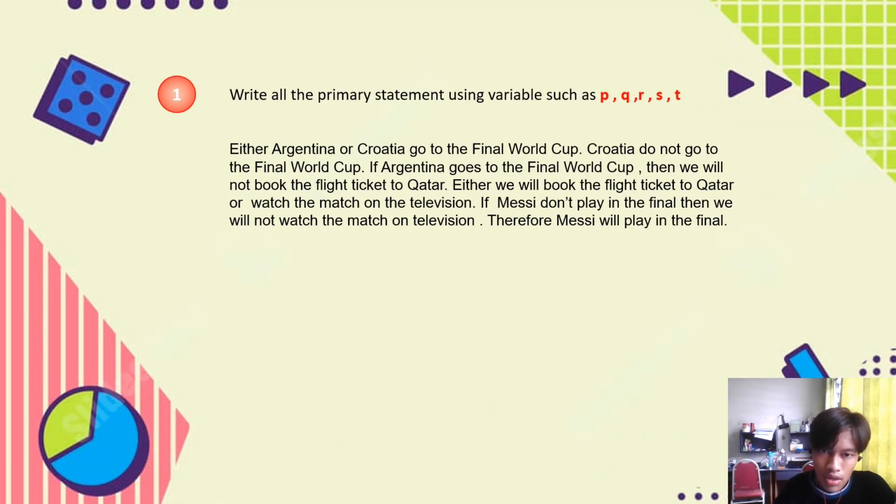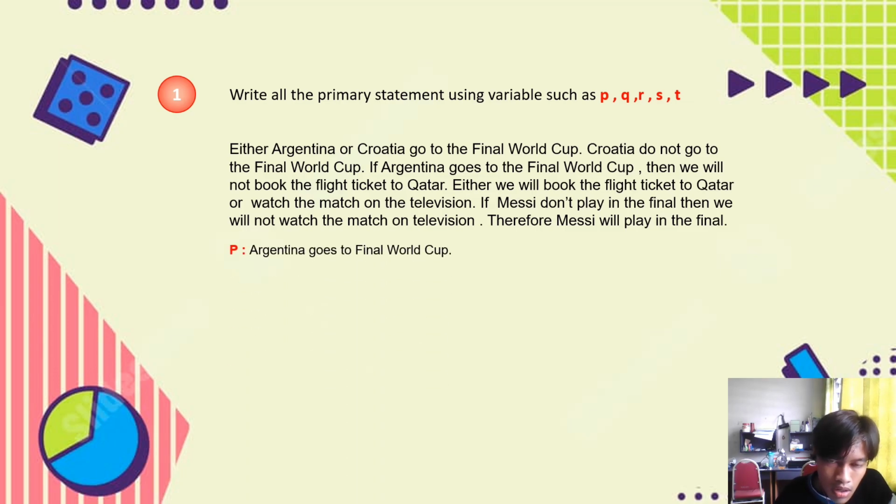In the question, the final sentence has already given the conclusion, which is Messi will play in the final. So in our final answer, we must have Messi will play in the final. First of all, we must write all the premise statements using variables such as P, Q, R, S, and T.